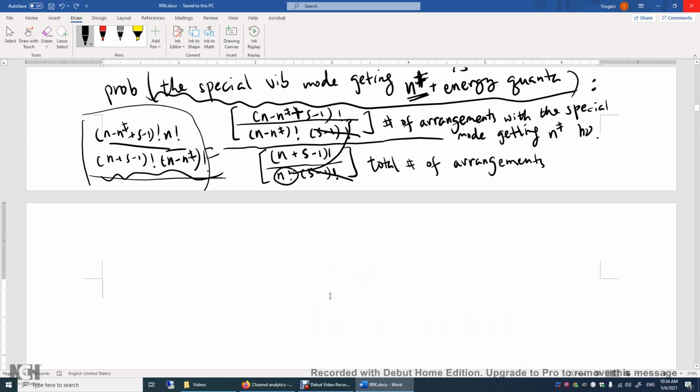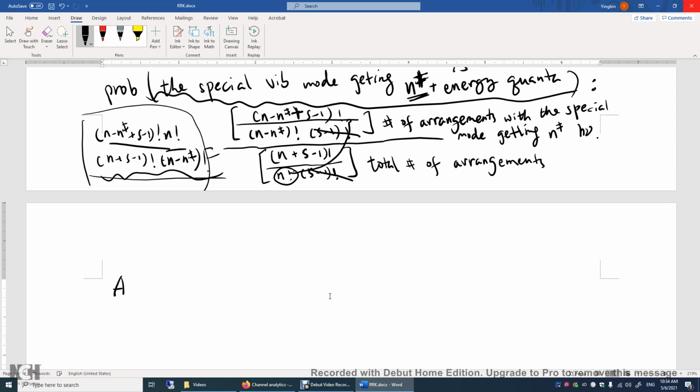In a previous video, we introduced the RRK theory with a couple simple numerical examples. We also derived an equation to calculate the probability of one of the vibration modes getting enough energy quanta for the unimolecular reaction to proceed. In this video, we will simplify that equation, but first, let's define a few variables.